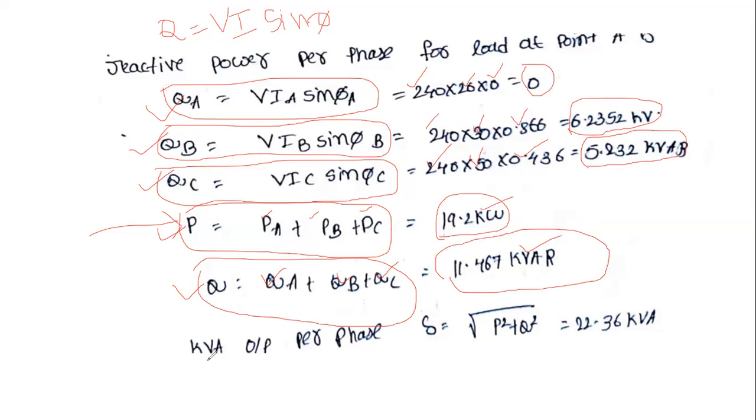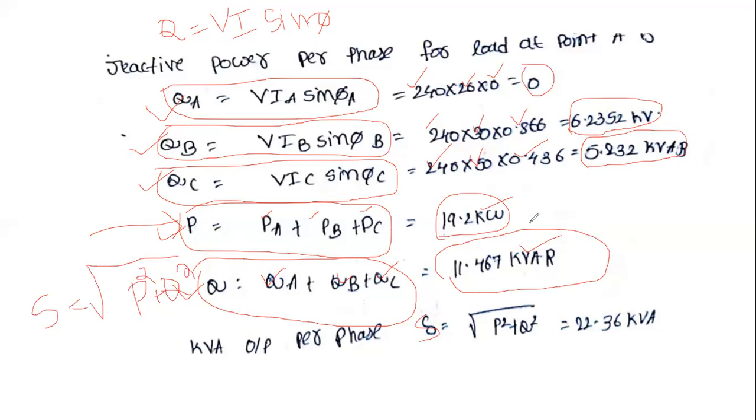Next we calculate the kVA output for phase. What is the formula for the kVA output for phase? The output power S is equal to the square root of P square plus Q square. What is P? The total active power. And what is Q? The total reactive power.